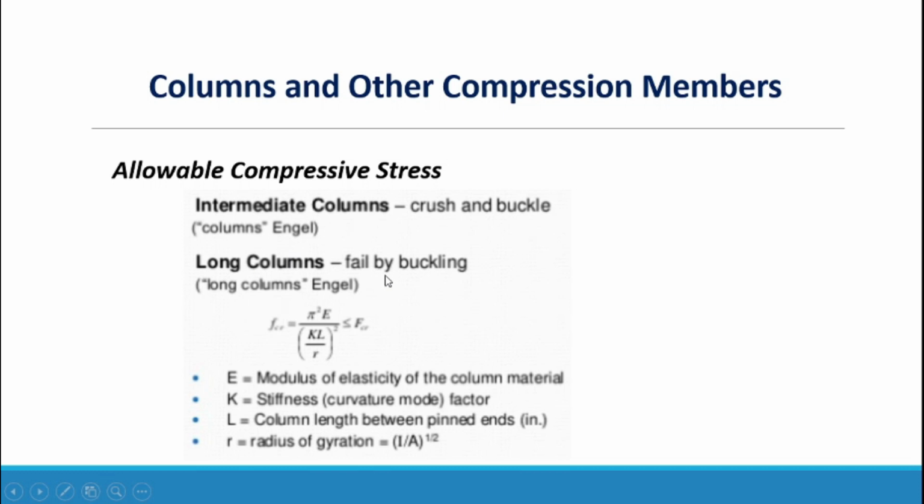Long columns, failure by buckling. For the critical stress or compressive stress, it is equal to pi squared E all over (KL over R) squared, which is less than or equal to F_CR, where E is the modulus of elasticity of the column material, K is a stiffness or curvature mode factor, L is the column length between pinned ends, and R is the radius of gyration, which is the square root of I over A.